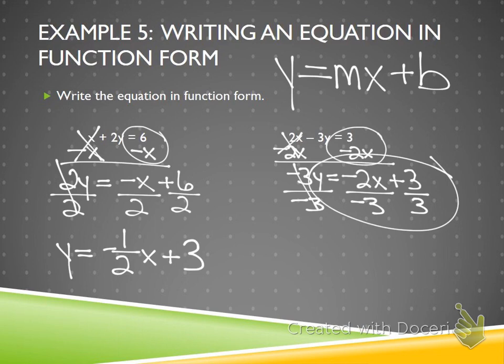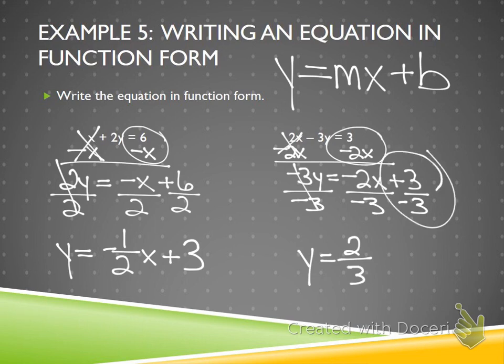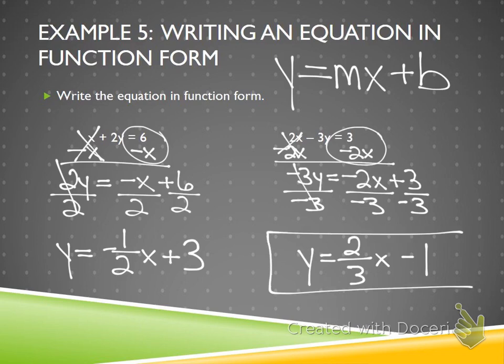What's negative 2 divided by negative 3? Negative 6? Nope. Positive. A negative divided by a negative is a positive. So y equals 2/3 x. And now what's 3 divided by negative 3? Negative 1. I'm not subtracting, I'm dividing. Minus 1. Now what do I do with this information?